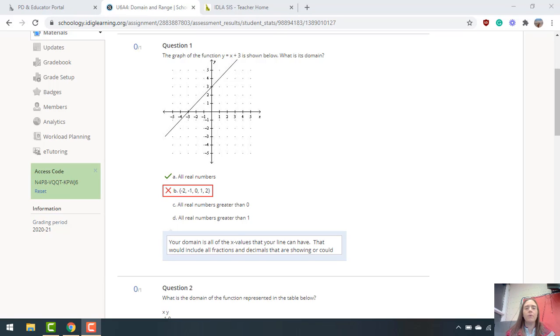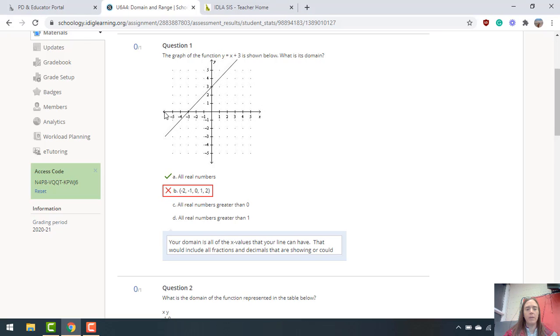Hey guys, I just wanted to go over the quiz on domain and range and review with you what that means a little bit more. So I have a quiz up here. This is showing question 1. It says the graph of the function y equals x plus 3 is shown below. What is its domain? Domain is always going to mean x values.